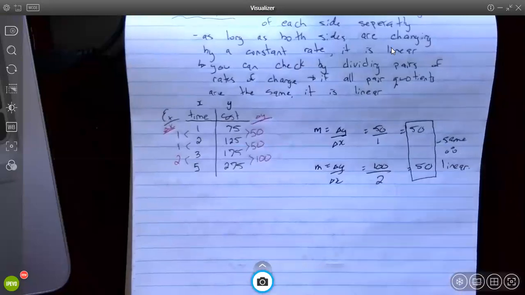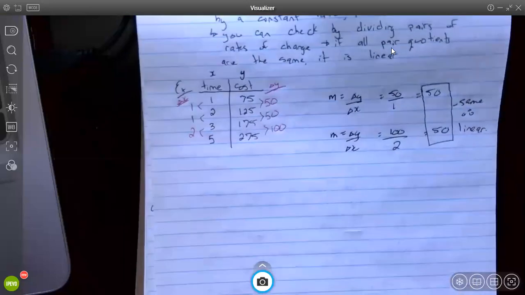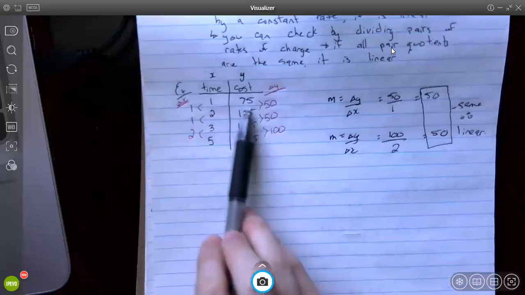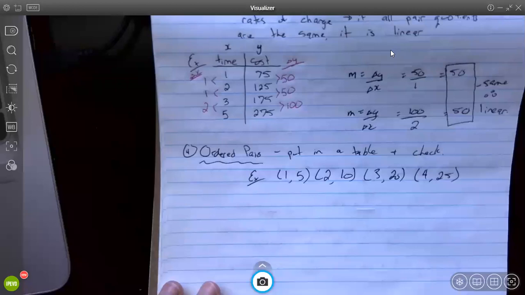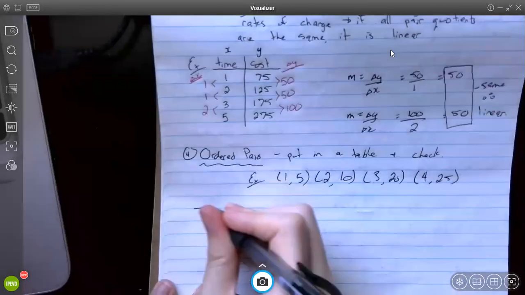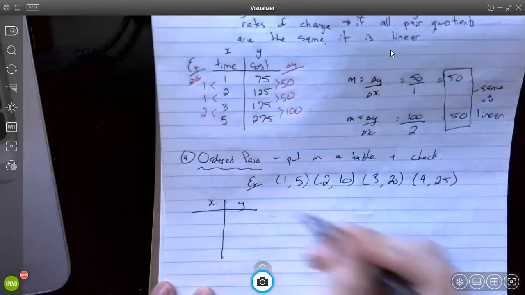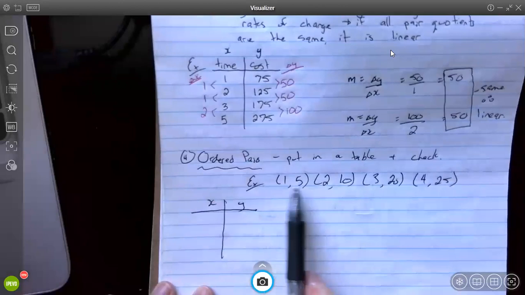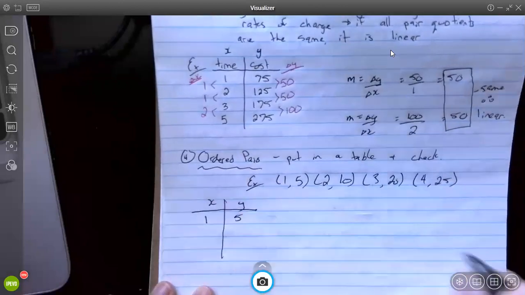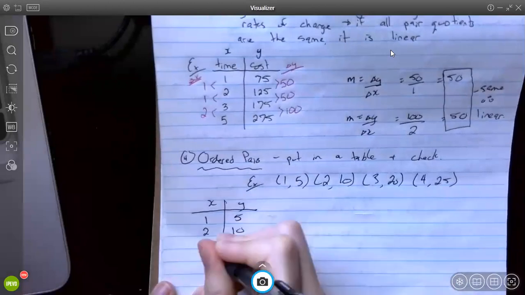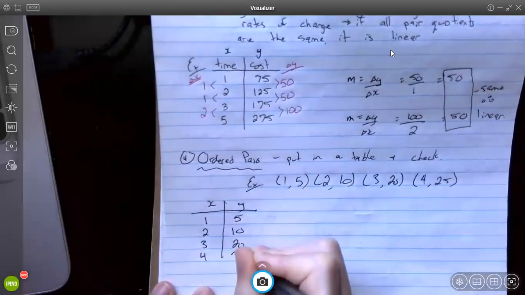The last thing that we're going to be looking at as far as identifying if something is linear or not is ordered pairs. And if you do have ordered pairs and you're trying to figure out if they're linear or not, you just plug them into a table like this. So if I had a set of ordered pairs like this, I would just put them into an XY table. Again, ordered pairs are always in the order of X and Y, so I would write it as 1 and 5, 2 and 10, 3 and 20, and 4 and 25.